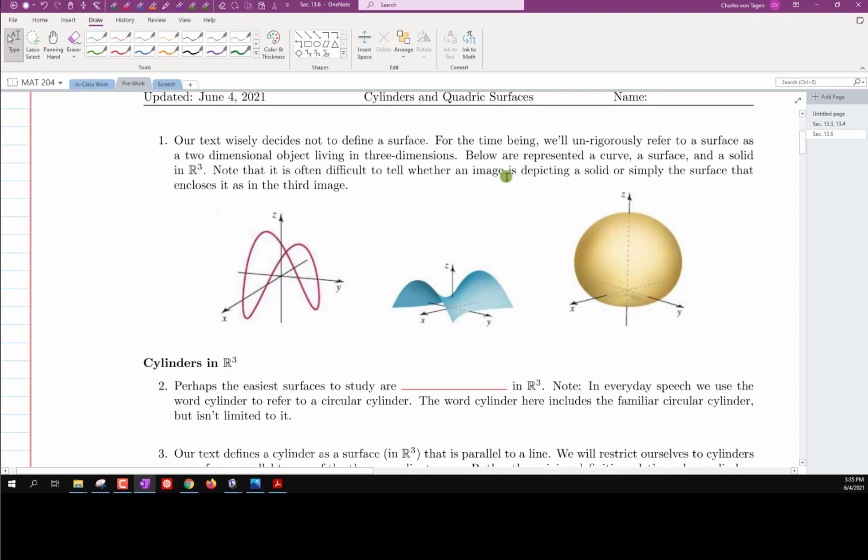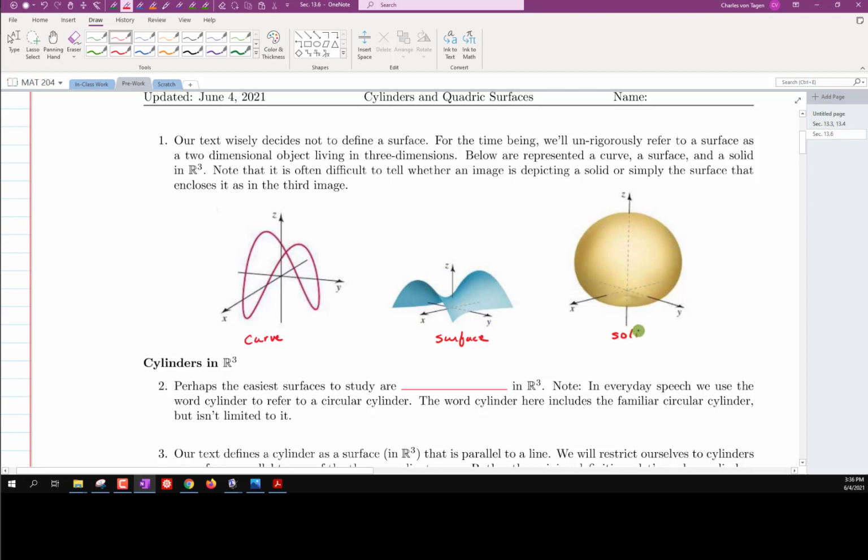So we'll just go ahead and say that in 3 dimensions, a surface is something that is an object living inside of 3D, but it has 2 dimensions. So to clarify, below here I've got a curve, and I've got a surface, and then I'm going to call this a solid.